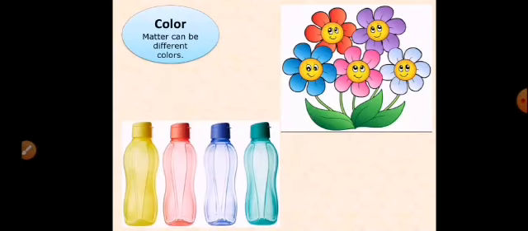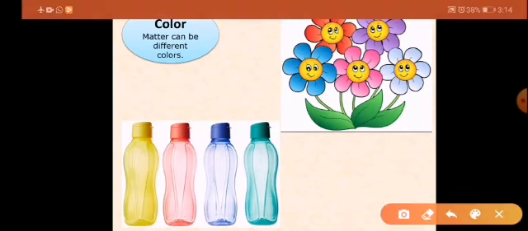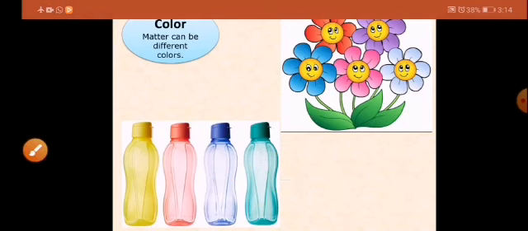Number one, matter around us can be different colors. For example, if you look around you, you can find some matter in red color or some matter in blue color, and different colors. In this picture, this bottle is matter. It takes up space, so it's matter. And it also has different colors. Some bottles can be green, blue, red, yellow. So matter can be different colors.